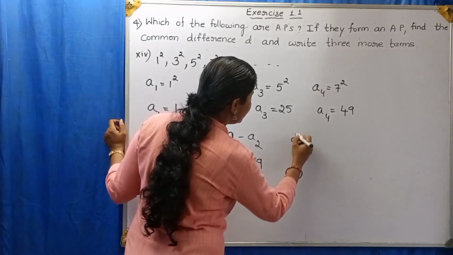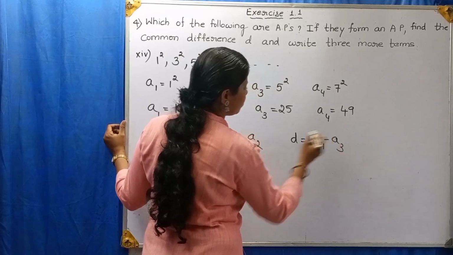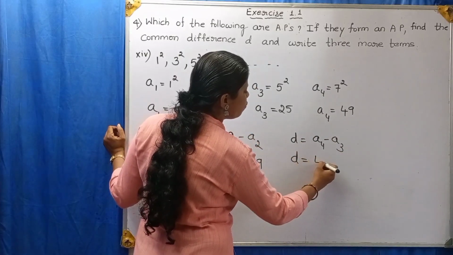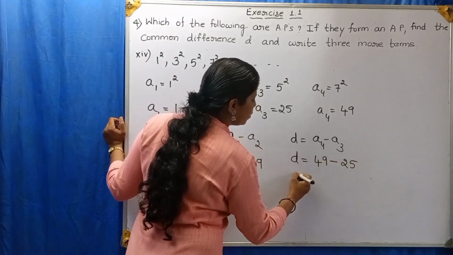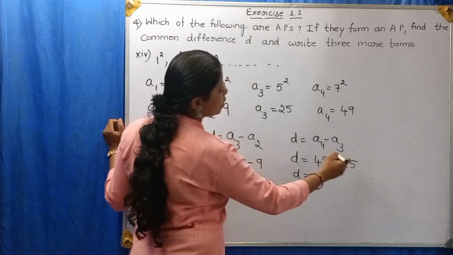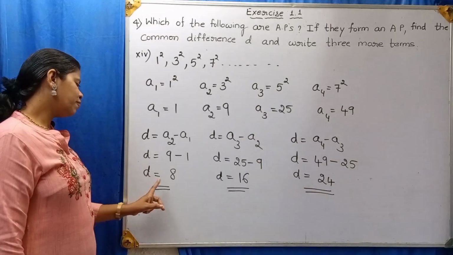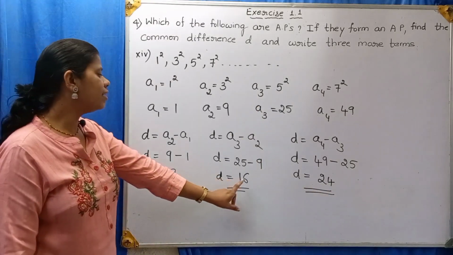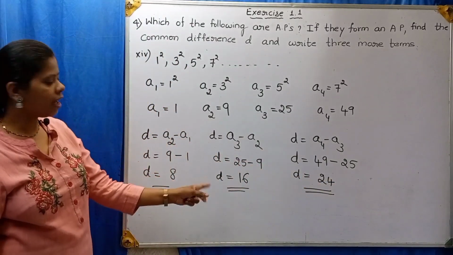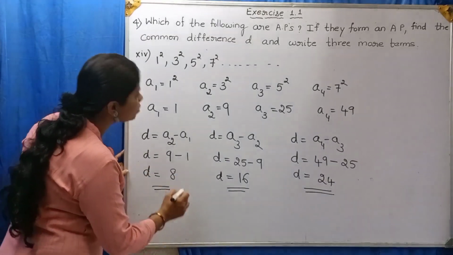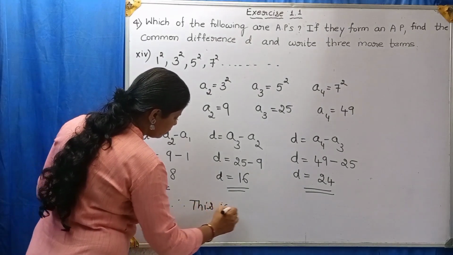Then D is equal to A4 minus A3. D is equal to 49 minus 25, which is 24. Now compare the difference. Here D is 8. Here D is 16. Here D is 24. They are not equal, they are not the same. Therefore, this is not an AP.